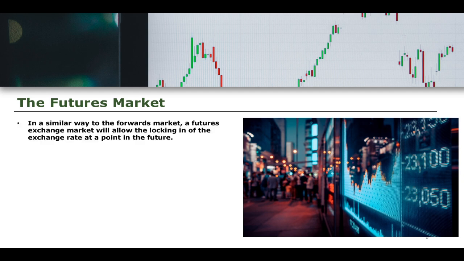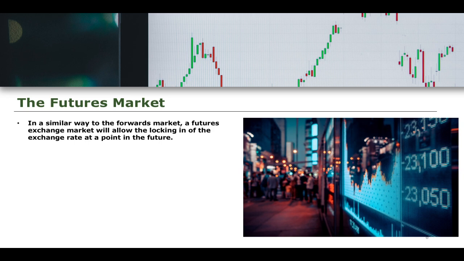So the final thing I want to talk about in this lesson is the futures market. And a futures market is very, very similar to that of a forwards market. It's a futures exchange market specifically. It's a mechanism that allows for the locking in of the exchange rate at a point in the future, okay? So you have to remember these are separate to ordinary spot exchange markets where the exchange rate fluctuates. The exchange rate isn't determined by an individual person.